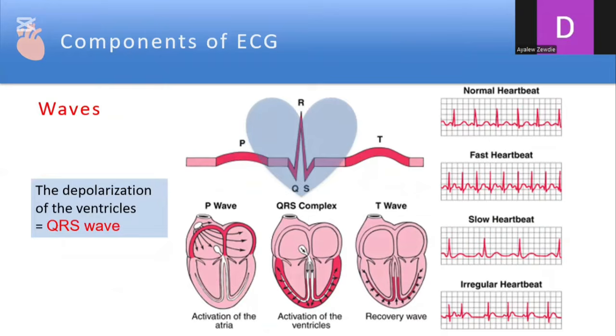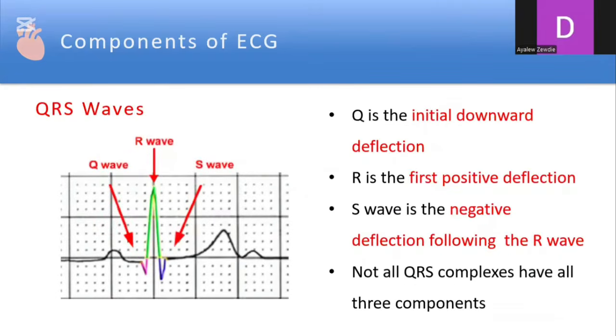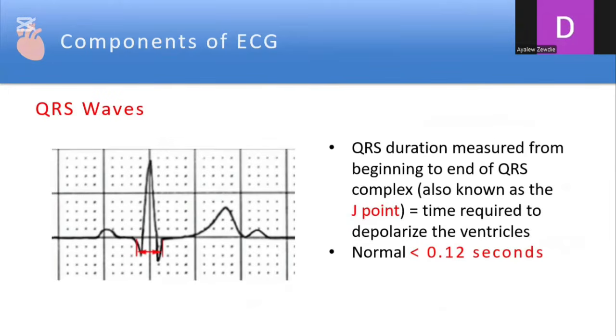The next one is the QRS complex. It tells you about ventricular depolarization. The normal QRS duration is less than 0.12 seconds, or less than 3 small boxes. The Q wave is the first initial negative deflection, whereas the R wave is the first positive deflection, and S is the second negative deflection. Not all QRS complexes have all three components. The duration of the QRS is measured from the beginning of the Q to the end of the S wave. The end of the S wave and the beginning of the ST segment is called the J point.